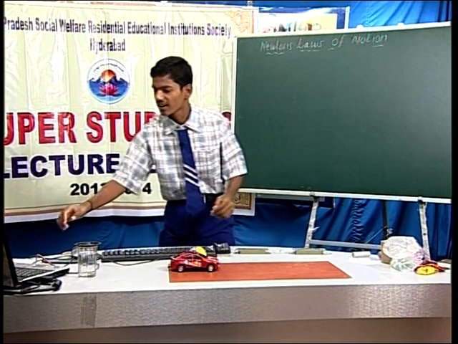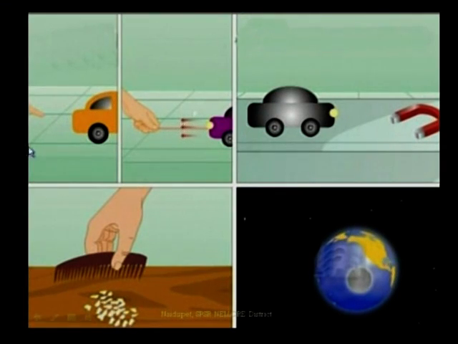So see here, in the case of pushing and pulling of a toy car, the mechanical force is involved. In the case of the iron toy car placed near the magnet, the magnetic force is involved. In the case of paper pieces and the comb, the electrical force is involved. In the case of the ball dropped and in the case of the earth-moon system, the gravitational force is involved.